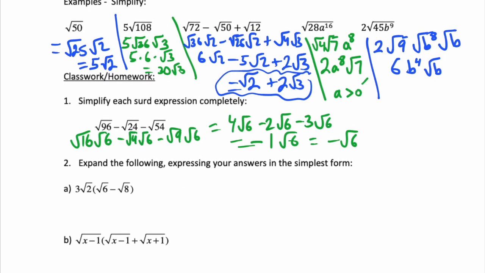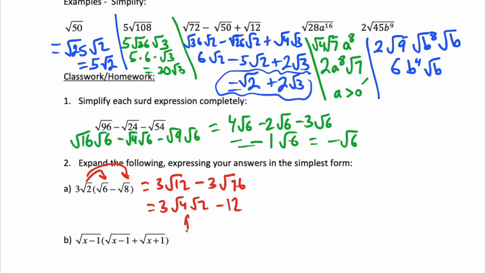Okay, next one, we're multiplying. Let's see what happens. So you can multiply this out and get 3 root 12 minus 3 root 2 times 8 is 16. Now root 12 you can write as root 4 root 3. And root 16 is directly 4. 4 times 3 is 12. So this is 6 root 3 minus 12.